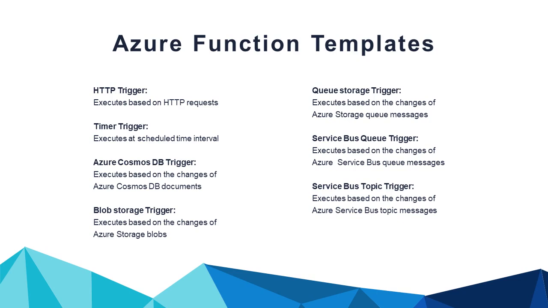Queue storage trigger executes based on changes to Azure storage queue messages. Service Bus queue trigger executes based on changes to the Azure Service Bus message queue. Service Bus topic trigger executes based on changes to Azure Service Bus topic messages.